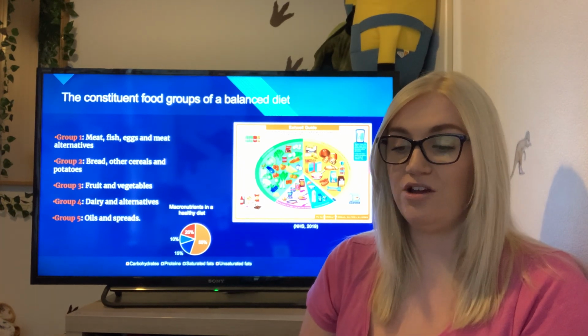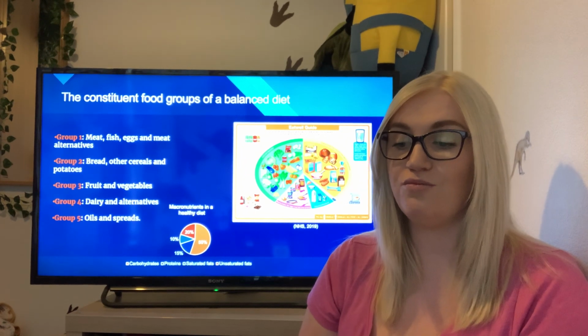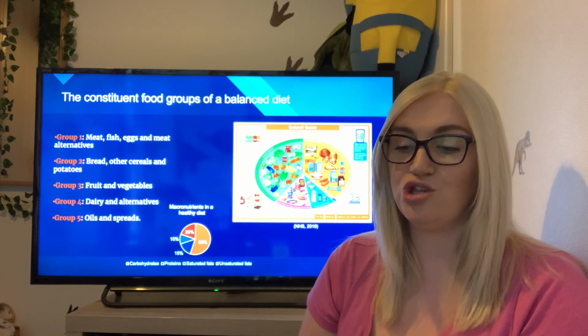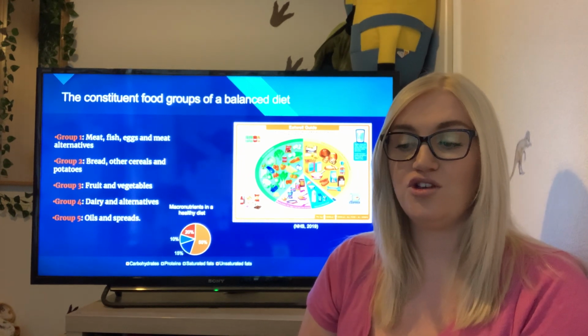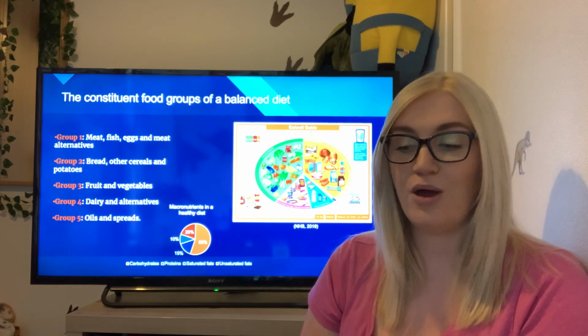Group 4, dairy and alternatives. This is a great source of calcium, proteins, vitamins and minerals. The government recommend that we should eat 2 to 3 servings a day, preferably low-fat options to reduce saturated fat. Foods and drinks in this group help with muscle contraction and healthy bones.